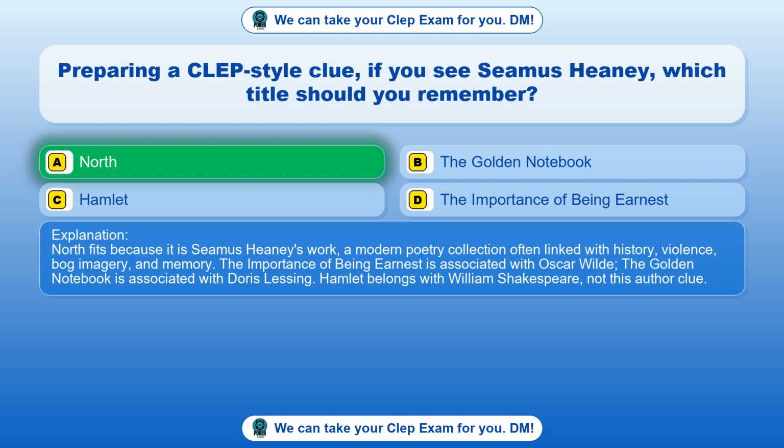North. North fits because it is Seamus Heaney's work, a modern poetry collection often linked with history, violence, bog imagery, and memory. The Importance of Being Earnest is associated with Oscar Wilde. The Golden Notebook is associated with Doris Lessing. Hamlet belongs with William Shakespeare, not this author clue.